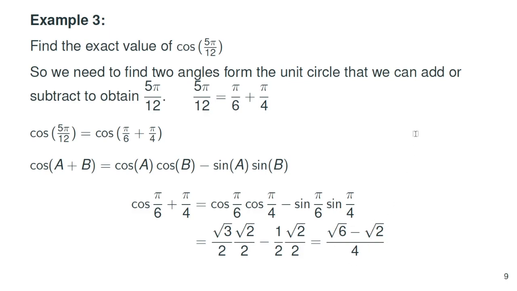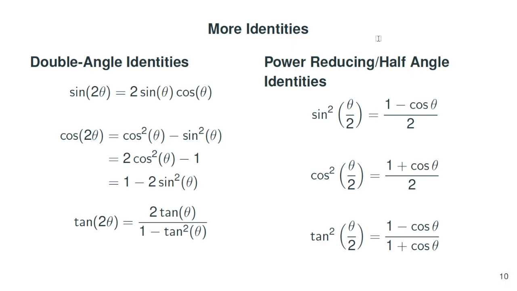So this is how we use the sum and difference formula when you see an angle that is not on the unit circle. There are more identities. Same thing here. You do not need to memorize these. These will be provided. You just need to know how to use them.